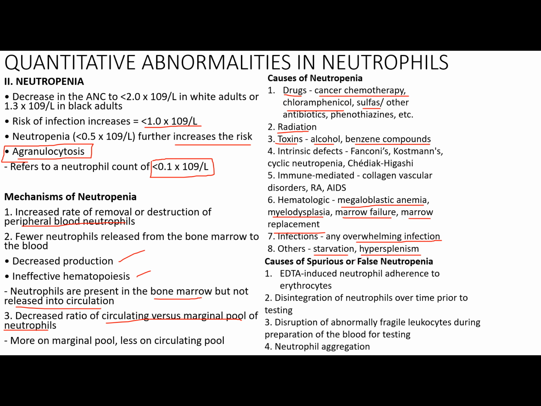Then there are the causes of spurious or false neutropenia. False neutropenia, class, would usually occur when you are collecting the blood sample. This is usually seen in EDTA-induced neutrophil adherence to RBCs, disintegration of neutrophils over time prior to testing, disruption of abnormally fragile leukocytes during preparation of the blood for testing, and neutrophil aggregation.